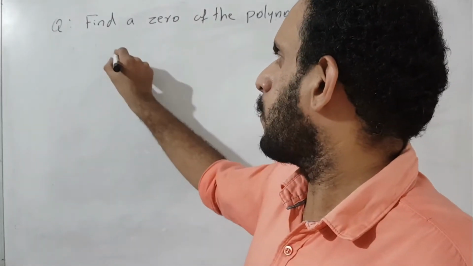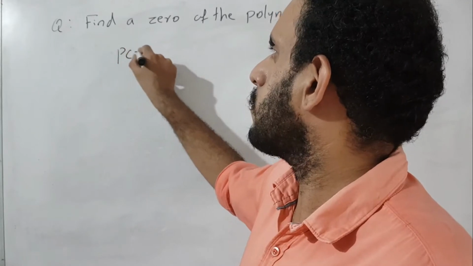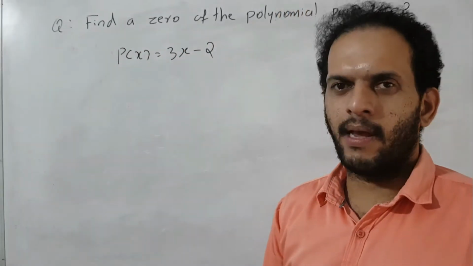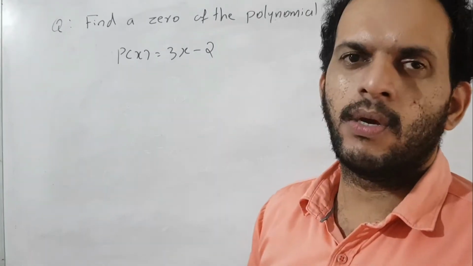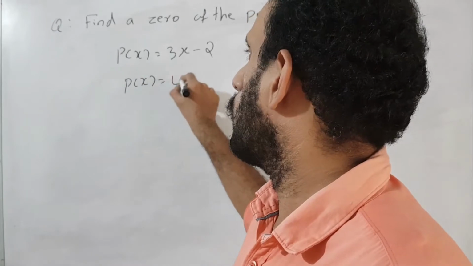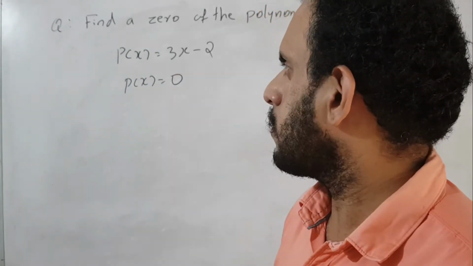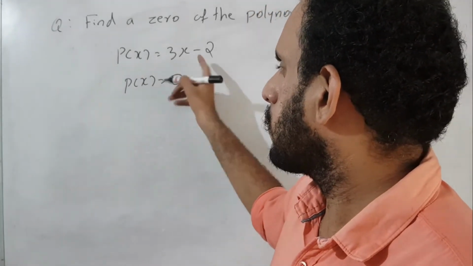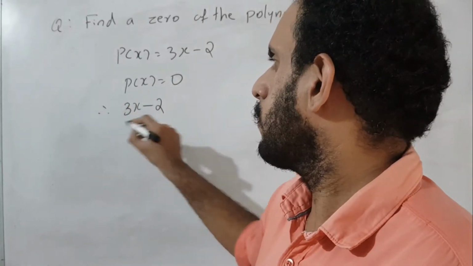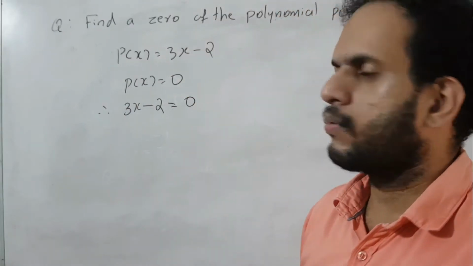First we write the polynomial, given polynomial p of x is equal to 3x minus 2. Then what is next? We equate this equal to 0. P of x is equal to 0. Then what is p of x? 3x minus 2 is equal to 0. Therefore 3x minus 2 is equal to 0.